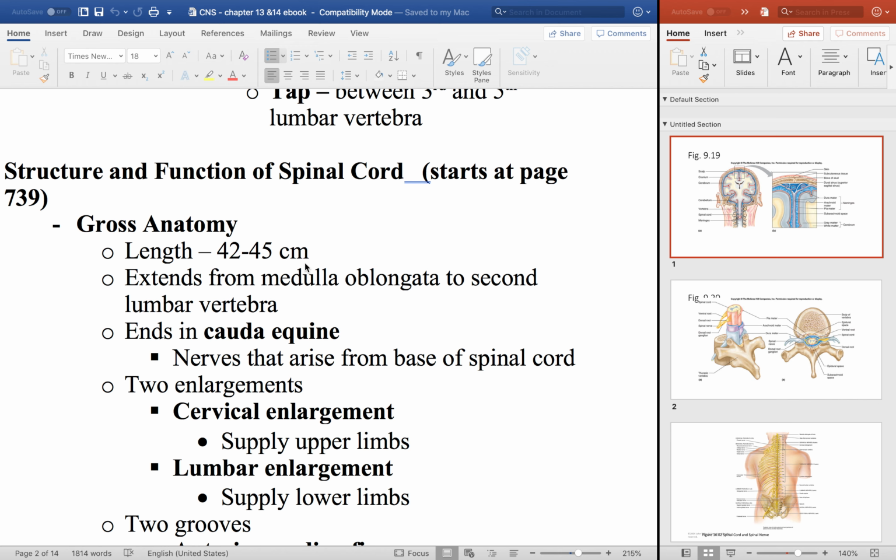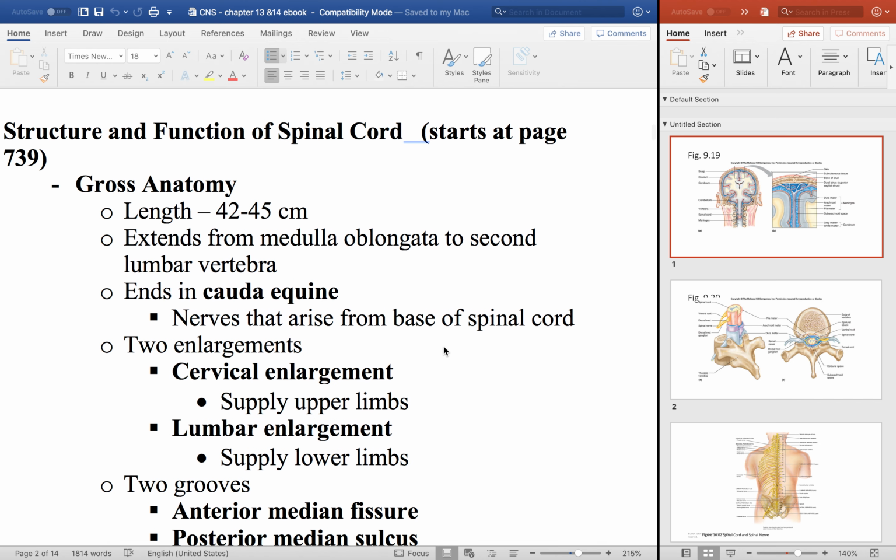It extends all the way from the base of the brainstem, which is called the medulla oblongata, down to the second lumbar vertebrae. So the spinal cord itself does not go all the way down to the end of the spine. It ends in something called the cauda equina. So the spinal cord itself changes into the cauda equina.